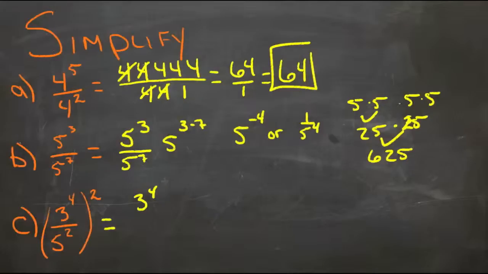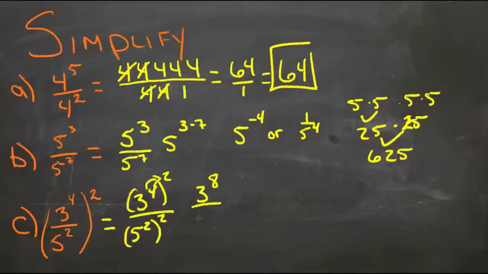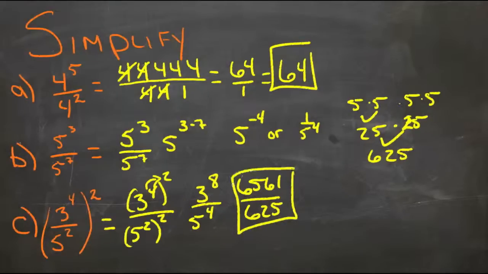And then for our last one, we have 3 to the 4th to the 2nd over 5 to the 2nd to the 2nd. So then 3 to the 4th to the 2nd, if we multiply our powers 4 times 2, we get 3 to the 8th over 5 to the 4th, and 5 to the 4th is 625. 3 to the 8th is some really big number. Let me run it real quick here. 6,561. So we have 6,561 over 625.